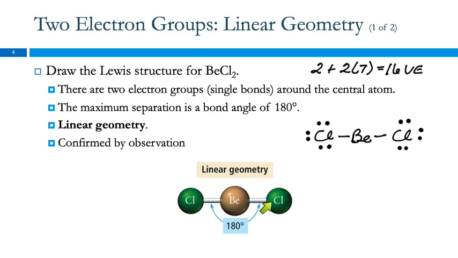So we can look at a bond angle here. And the bond angle is always between the bonds with the central atom as the apex? The vertex? What is the name of that? The point of an angle?